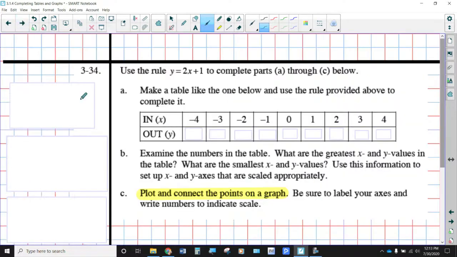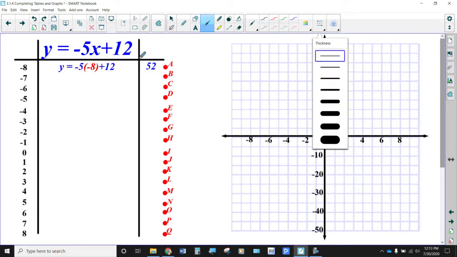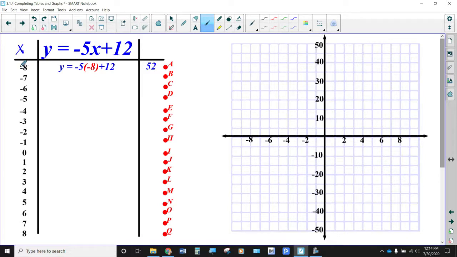Unlike setting up tables that look like this, I like the idea of setting up what I call an H chart. The H chart allows you to plug in all of the numbers, and you see how you got your variable right here. So if I said that x was going to be equal to -8, then y has to be equal to -5 times -8 plus 12. And so if you set this up in the middle, then you can simplify that. -5 times -8 is 40, and 40 plus 12 is 52.